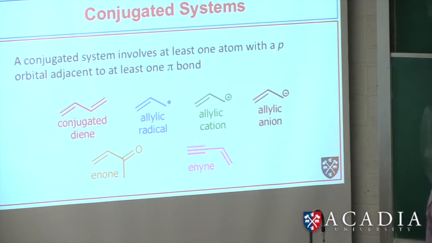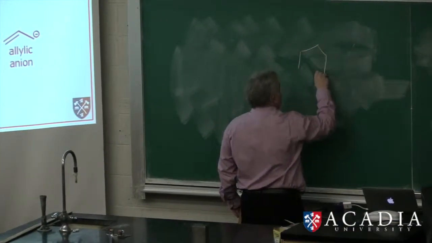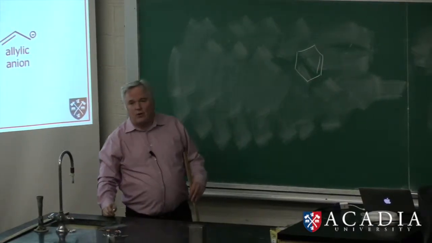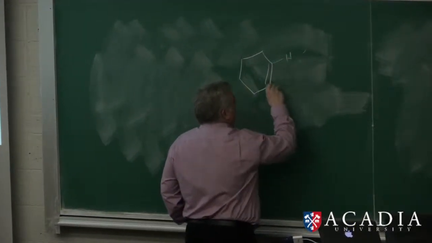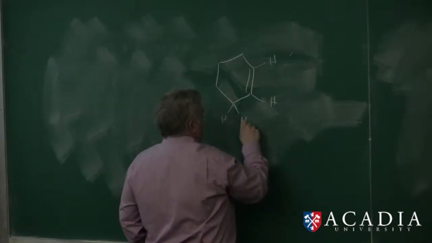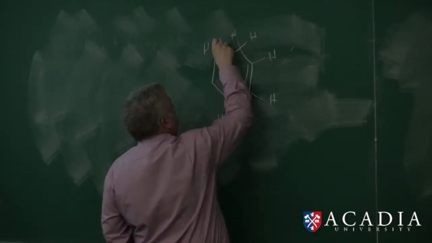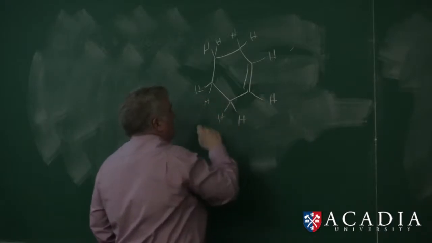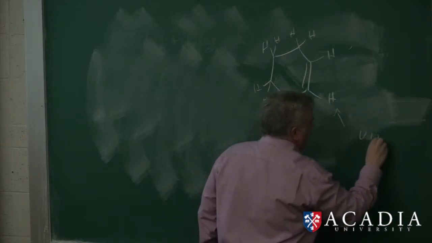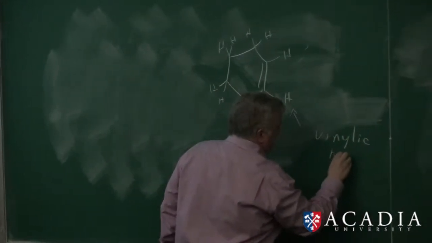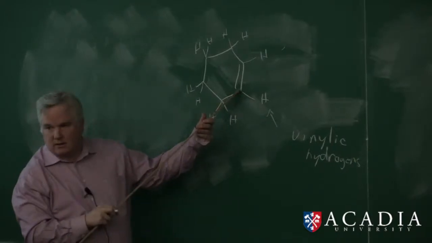In any molecule, when we have carbon-carbon double bonds, here we have cyclohexene. If we look at this molecule, there's 3 different types of hydrogen on it. We talk about these as being vinylic hydrogens, because they're bonded to the vinylic carbon.